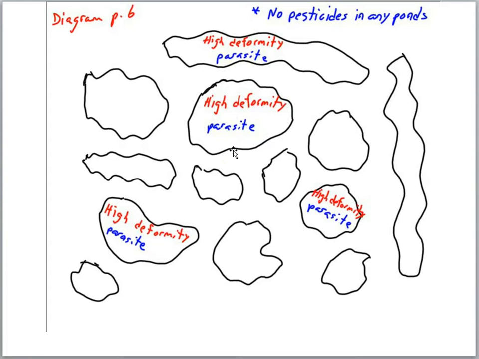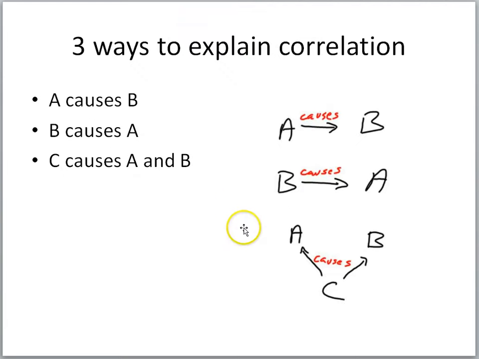Now, whenever somebody tells you that two things are correlated, like parasites and deformities, we're going to introduce three possible ways to explain that correlation. Why is this regular relationship being found in these ponds? Here are the three that we'll study. It could be that factor A is causing factor B. Maybe A we'll think of as the parasites and B is the deformities. Or it could be that B is causing A. Or it could be some third factor, we'll just call it C, is causing both A and B.